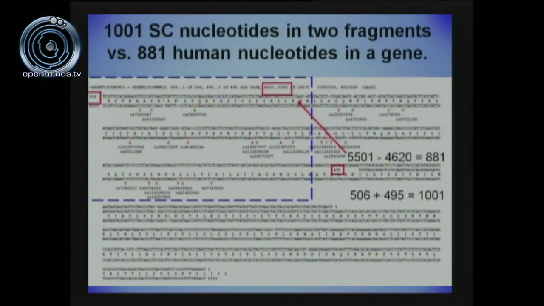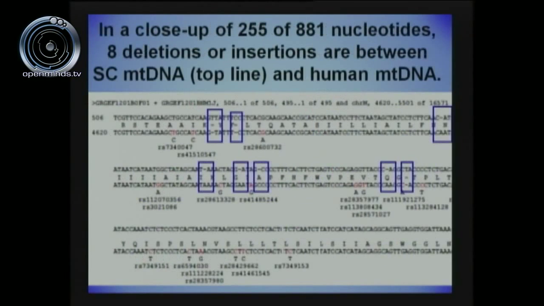1,001 Starchild nucleotides in 2 fragments versus 881 human nucleotides in a gene. That number here gives you the 881, and this one together make up the 1,001. Again, we see a close-up of 255 of 881 nucleotides. There are 8 deletions or insertions between the Starchild, the top line, and the human. And now notice, we're not trying to sandbag you here and find just bad places. Here's a stretch where it's all the same. No changes. Just pretty much done at random, really.